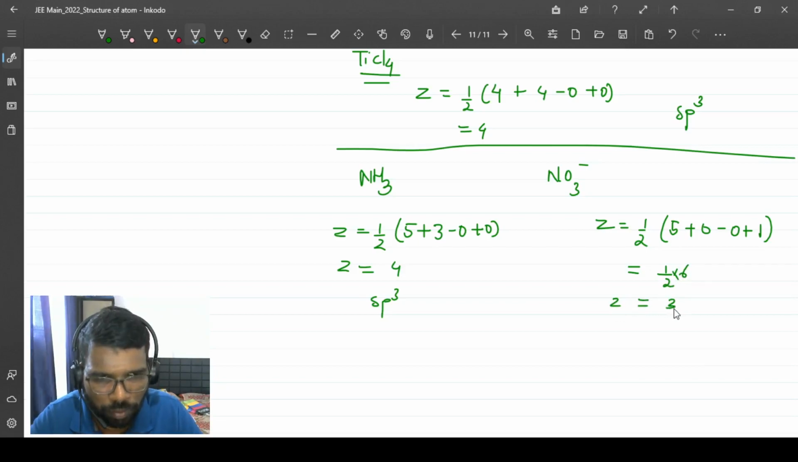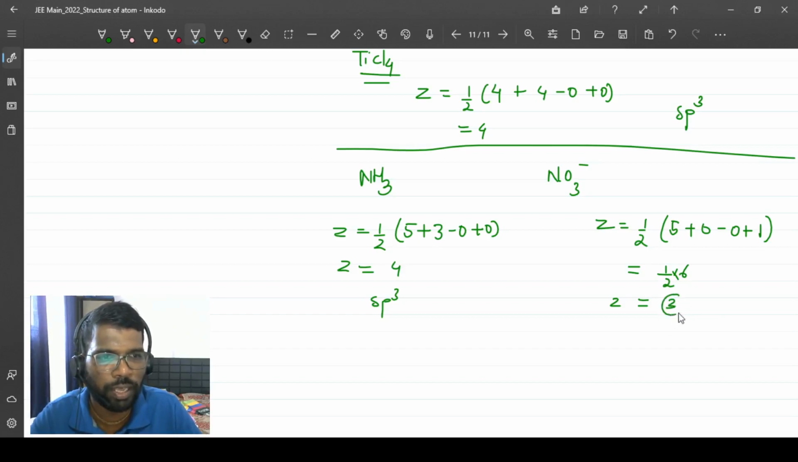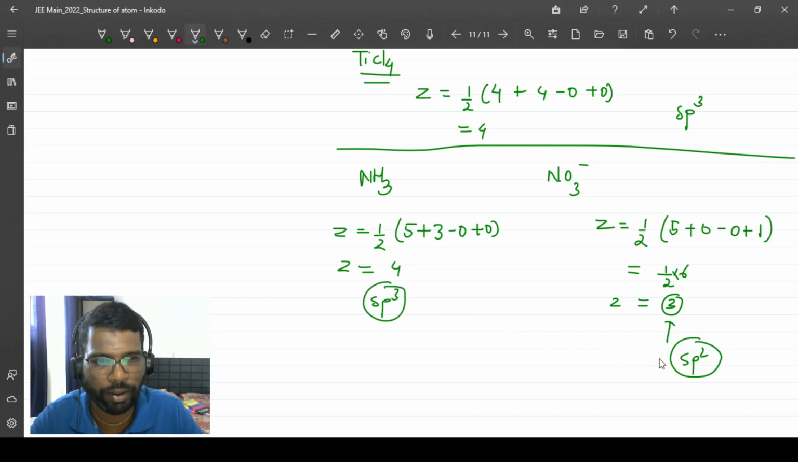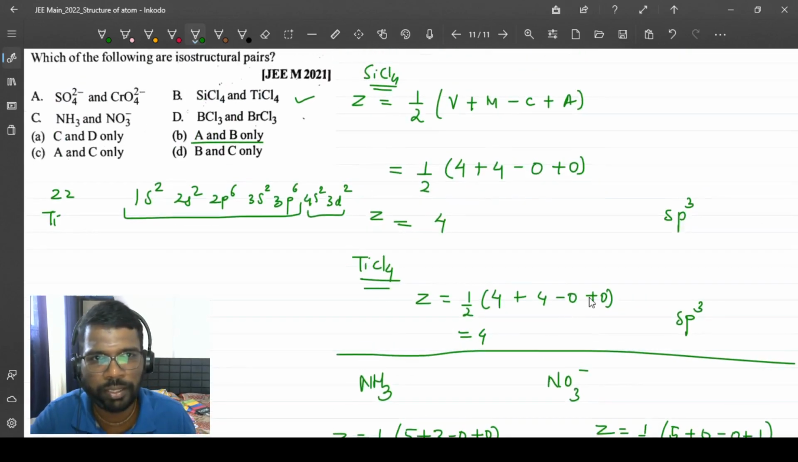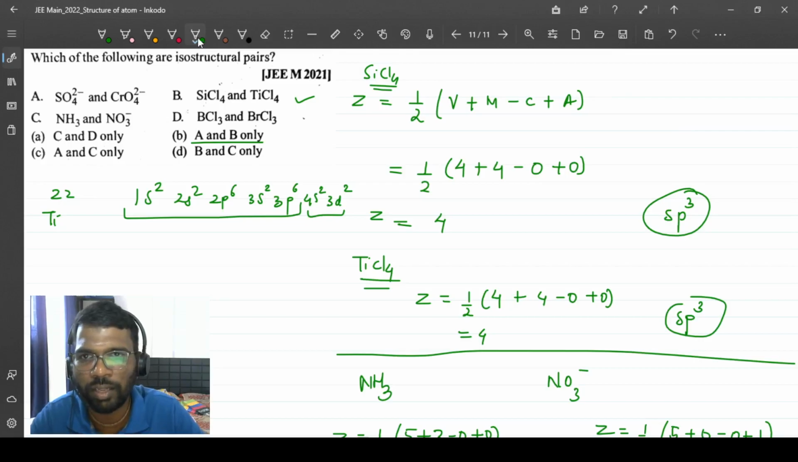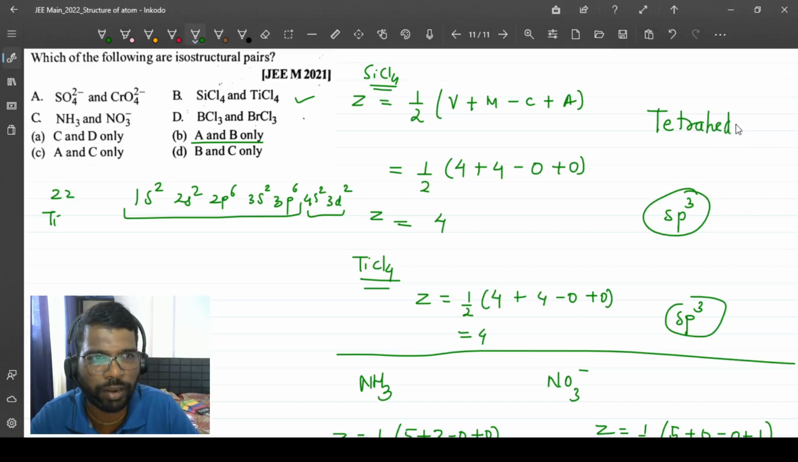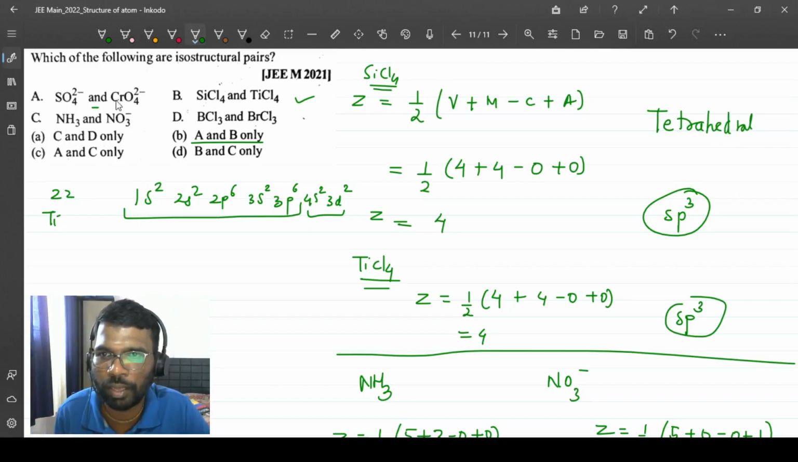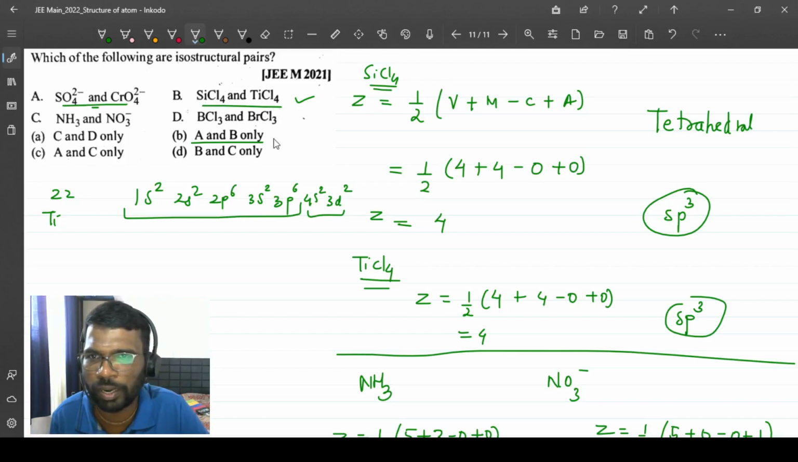Z means electron pair count. If Z is equal to 3, then the hybridization is sp2 and the structure will be trigonal planar. So here this one is tetrahedral and this one is trigonal planar. In this case, we were getting that silicon chloride and the other both have sp3 hybridization, so both have a tetrahedral structure. In this case also the structure was tetrahedral. So this pair is isostructural.